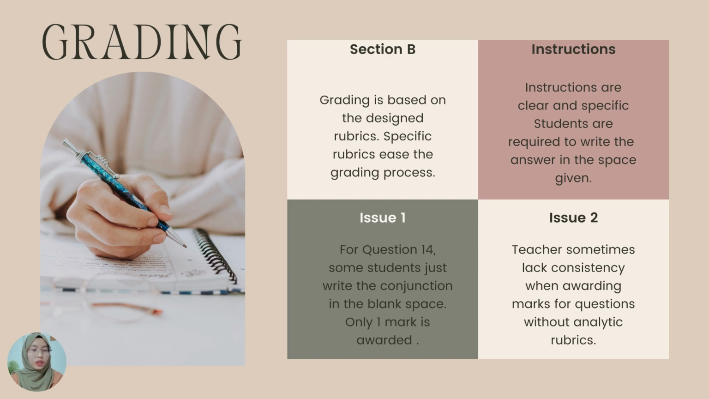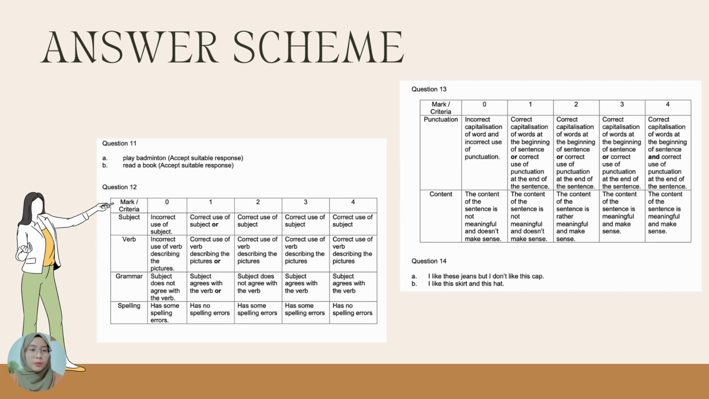For question 14, some students just write the conjunction in the blank space. Therefore, I only award them with 1 mark. However, I found out that I sometimes lack consistency when awarding marks for questions without analytic rubrics. Okay, let's take a look at the answer scheme.